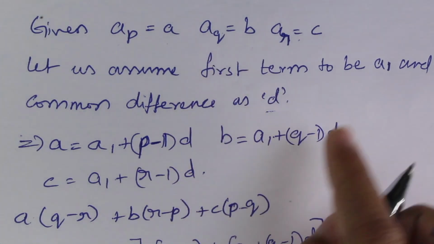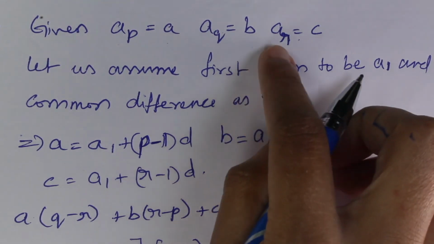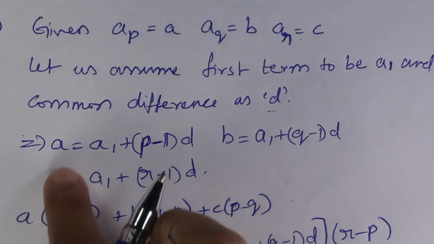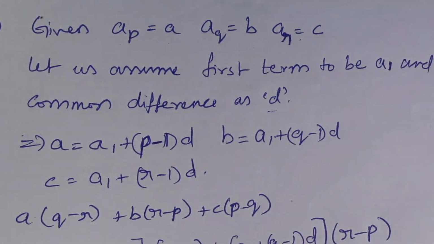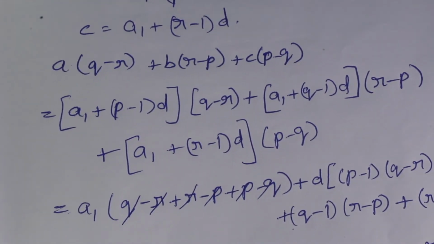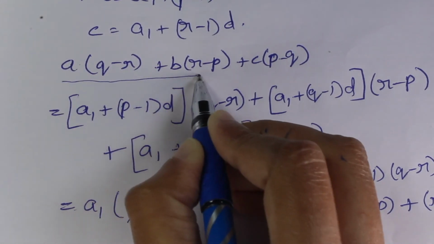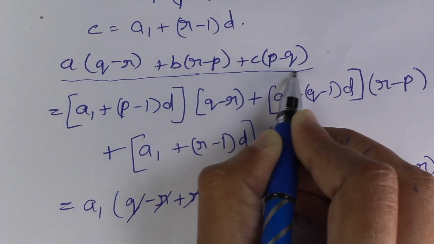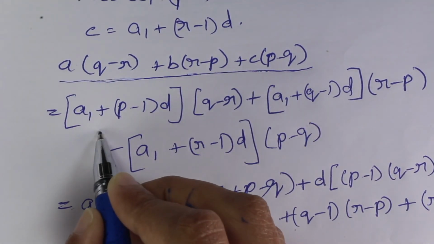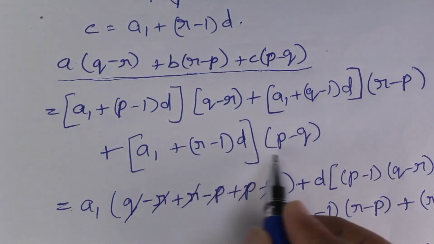Now AQ becomes A1 plus (Q minus 1) into D, that is equal to B. And AR becomes A1 plus (R minus 1) into D, that is equal to C. Now we have the values of A, B and C. So let us substitute the values of A, B and C in this equation, A into (Q minus R) plus B into (R minus P) plus C into (P minus Q). I have substituted the values of A, B and C in this equation and solve this equation.